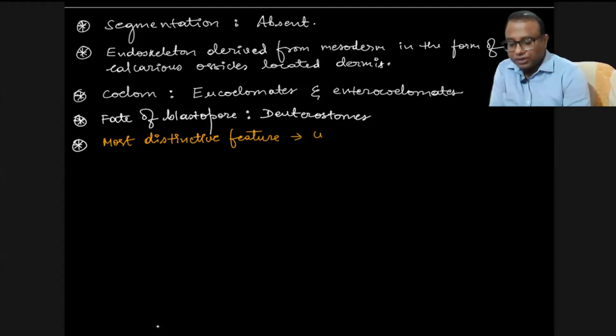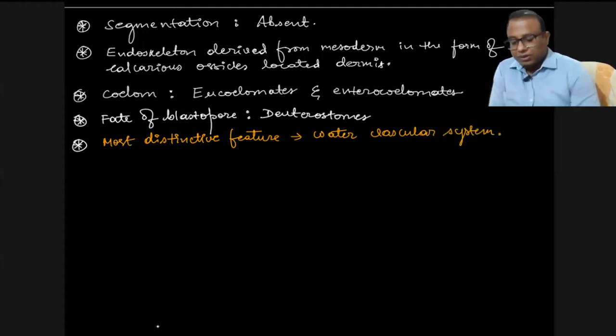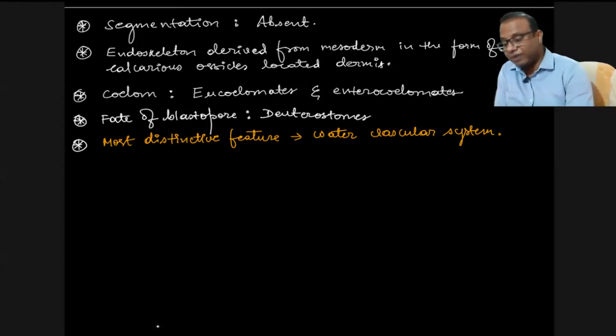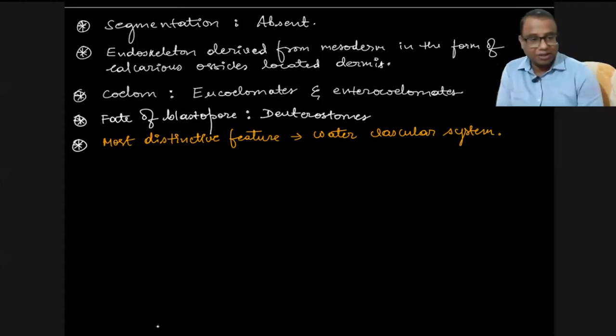It is the water vascular system. Now, what are the functions of the water vascular system? In what way does it help the echinoderm?